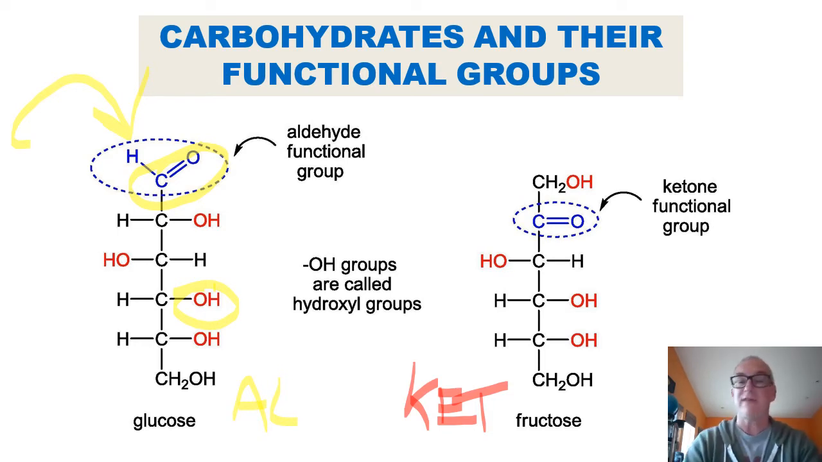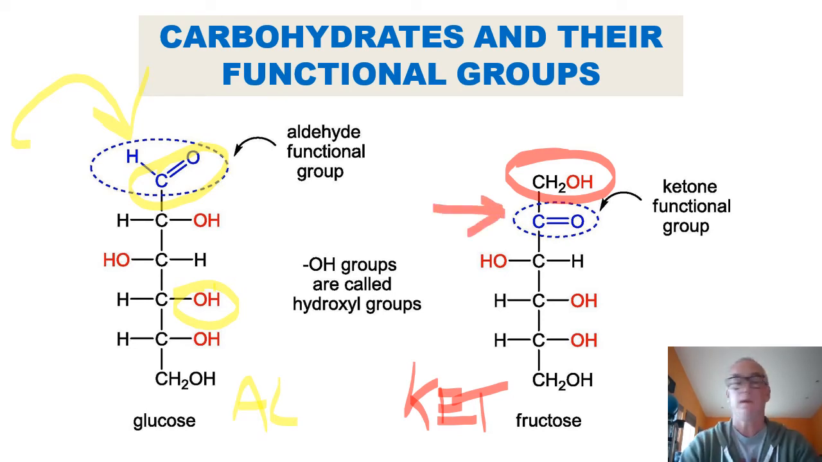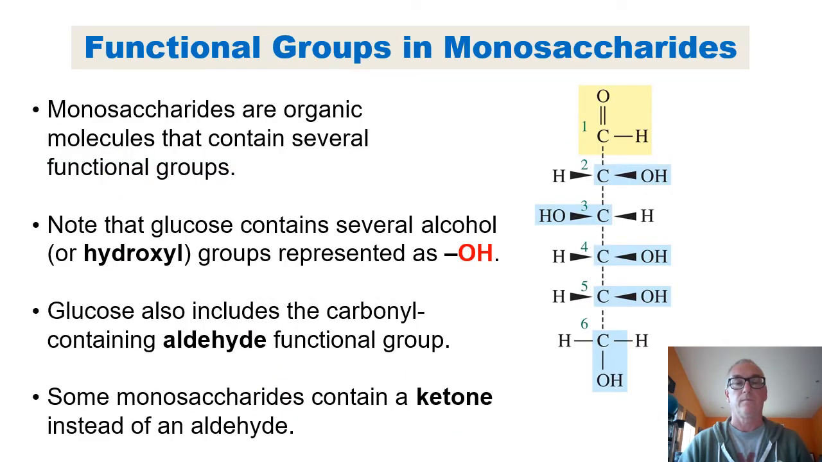So instead of having the aldehyde on the top, we have another carbon group with a hydroxyl on it, and then the ketone functional group goes on carbon 2. So we start numbering from the top down to the bottom. So that would be on carbon number 2. So monosaccharides have these different functional groups, and then you have to imagine that the shape of these is going to be really important.